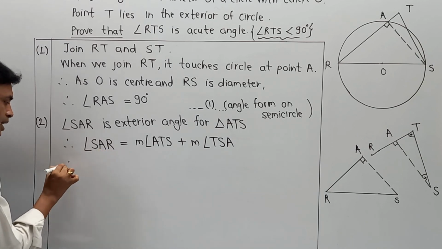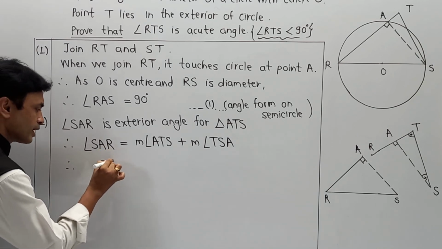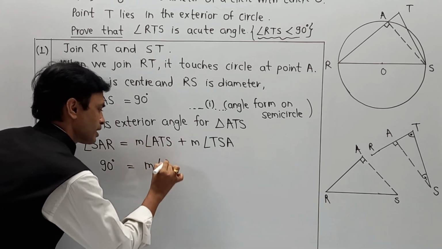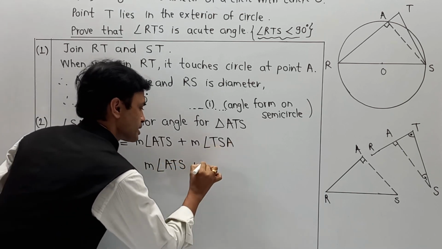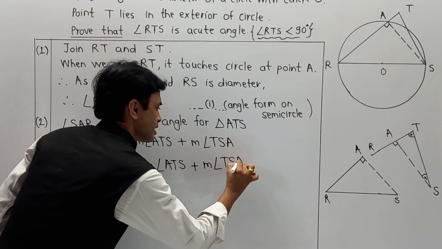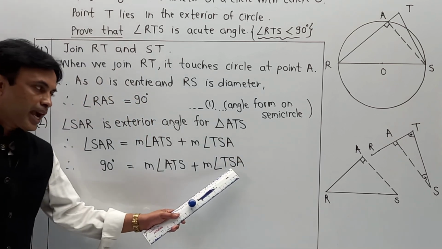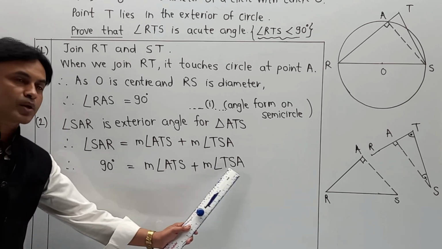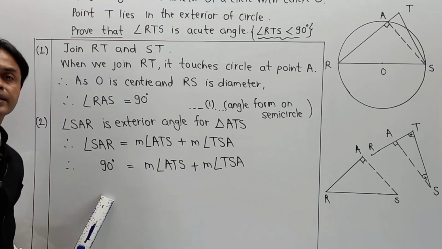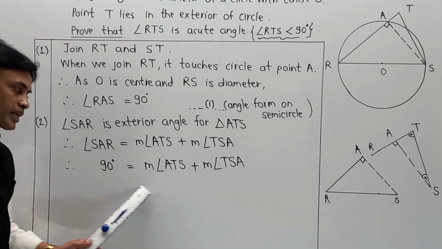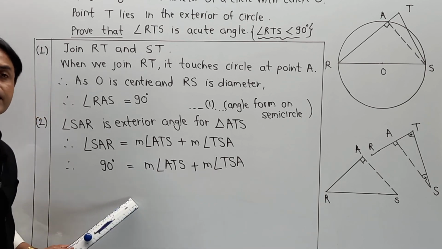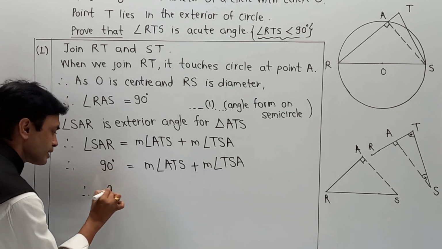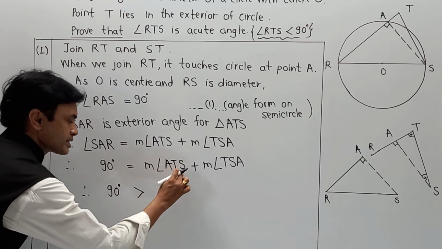So angle SAR is equal to 90 degrees is equal to measure angle ATS plus measure angle TSA. Now you can see that the addition of these two angles is 90 degrees. Naturally first as well as second, when both get added together, we are getting 90 degrees. Naturally this 90 must be greater than the first angle and must be greater than the second angle. Naturally you can see this 90 degrees must be greater than this angle, that is angle ATS.